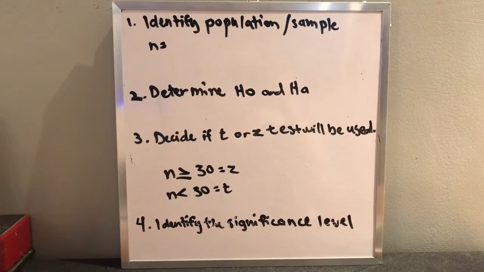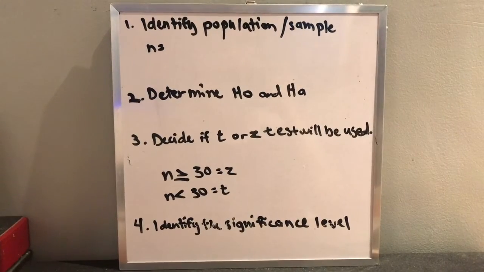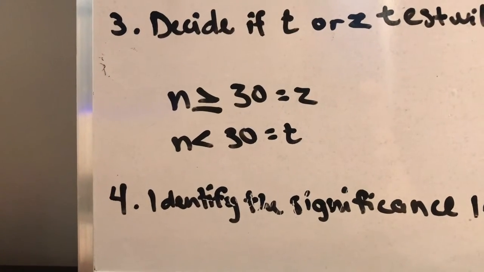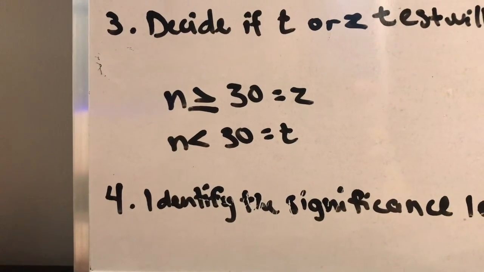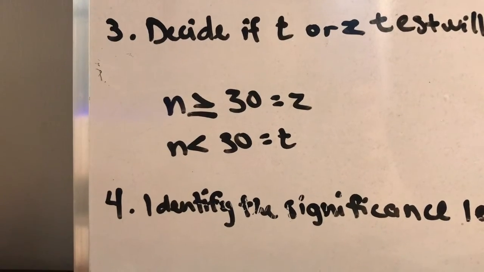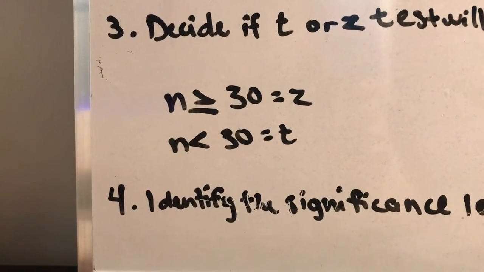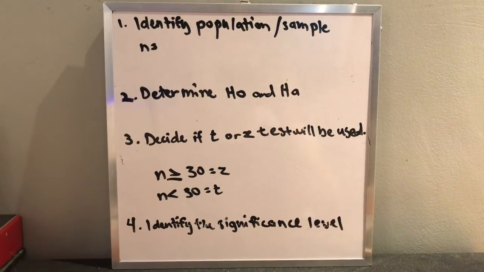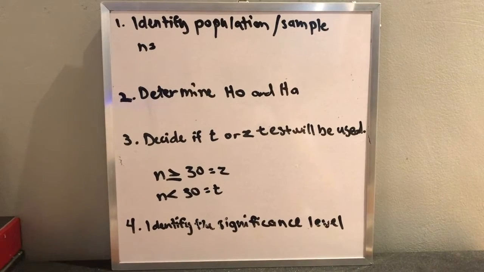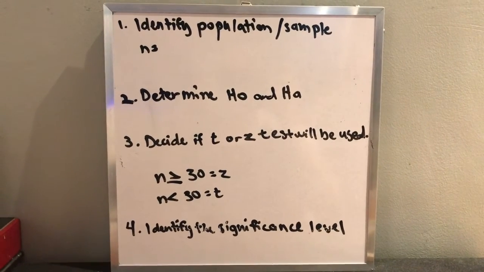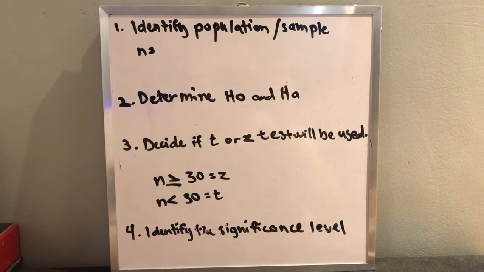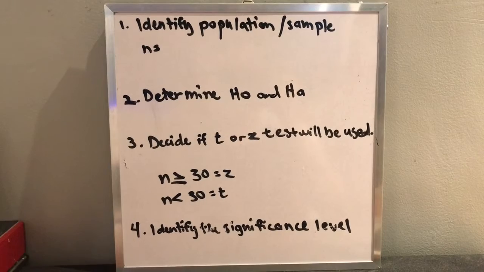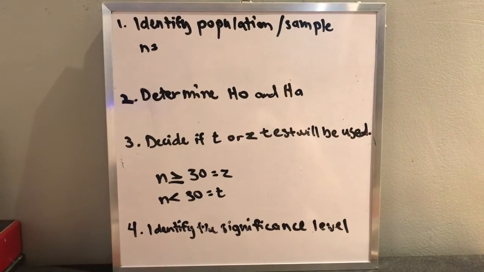Number 3. Decide if T or Z test will be used. In this given example, we will therefore conclude that we will use the z-test since n is equal to 30. Now, for the final step of this first four steps, identify the significance level. This one is easy in the given word problem since it is already stated there that alpha is equal to 0.05. Therefore, we will write there 0.05.